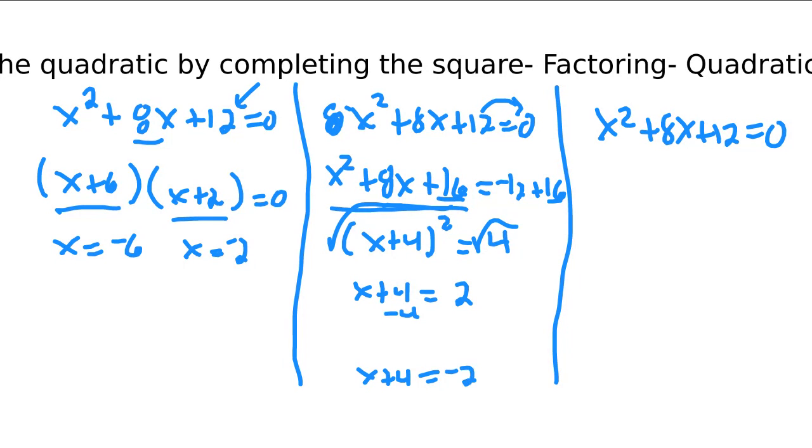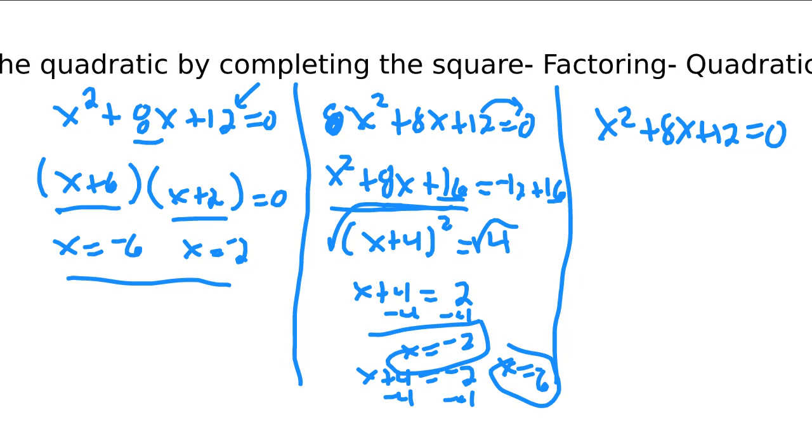So I'm going to subtract 4 here. I get x equals negative 2. I'm going to subtract 4 here. I get x equals negative 6. I get the exact same answer as I would if I was factoring. So that is called completing the square.